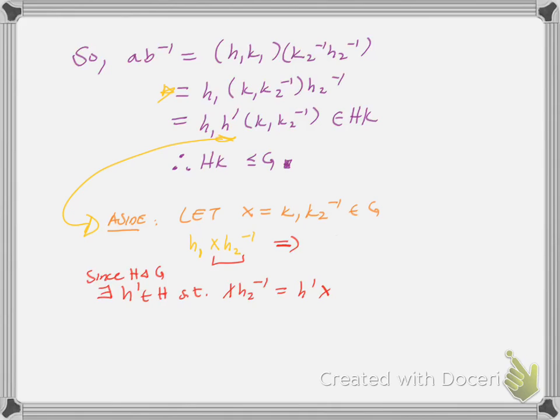And hopefully that makes sense. If that's the case, let's call this star. Then star now is going to become what? h1 h prime x, which, now we can replace that back in, k1, k2 inverse, and this is an element in HK because of closure. So we are done with our proof, and I will see you in class.